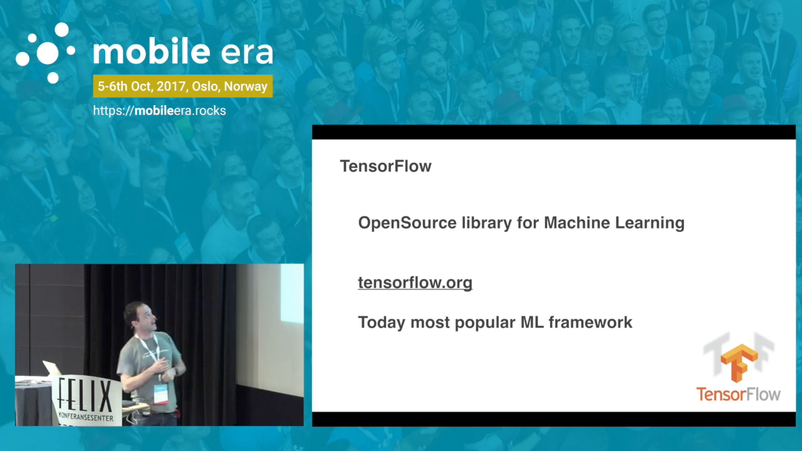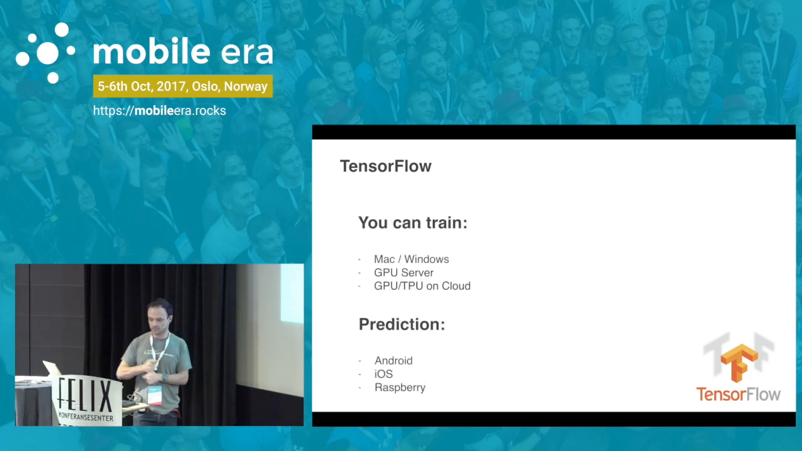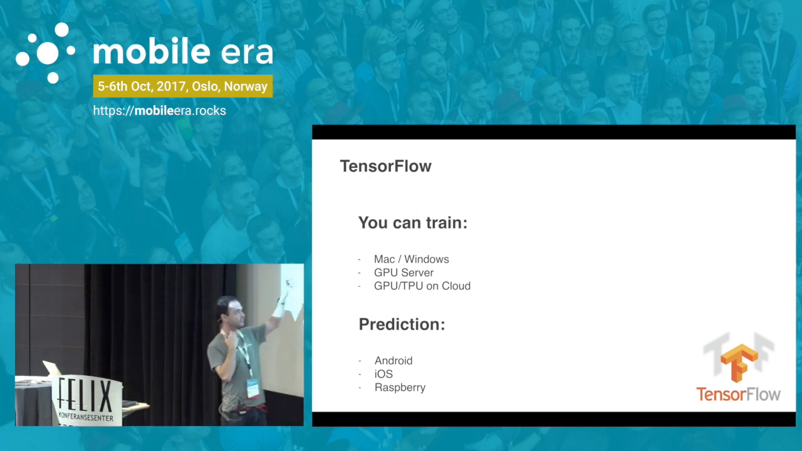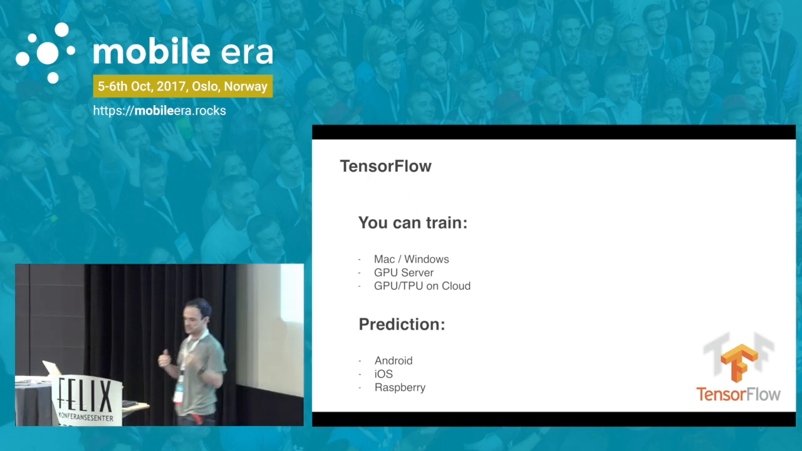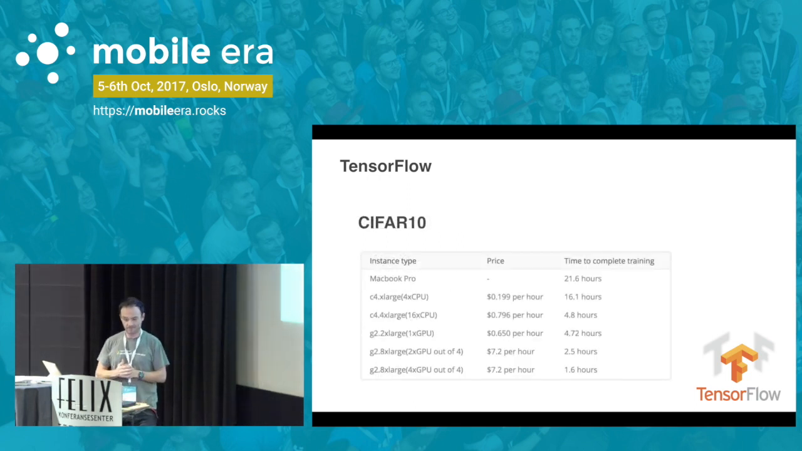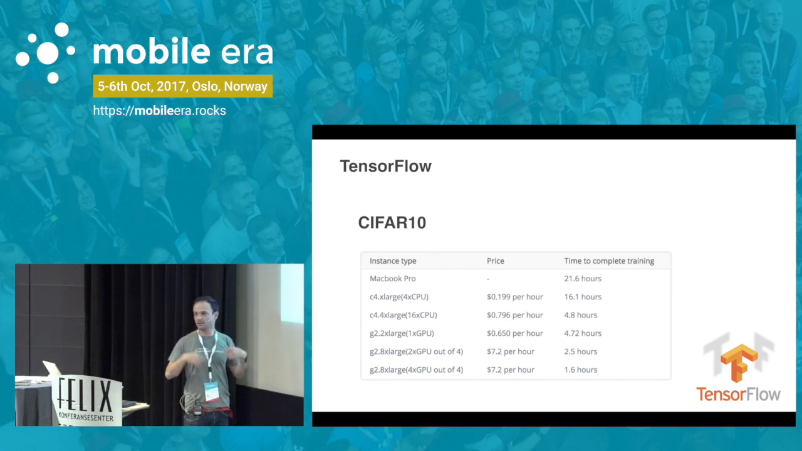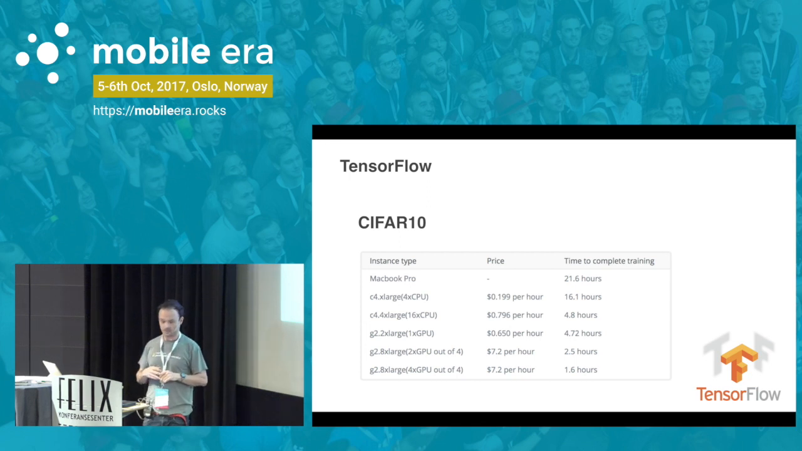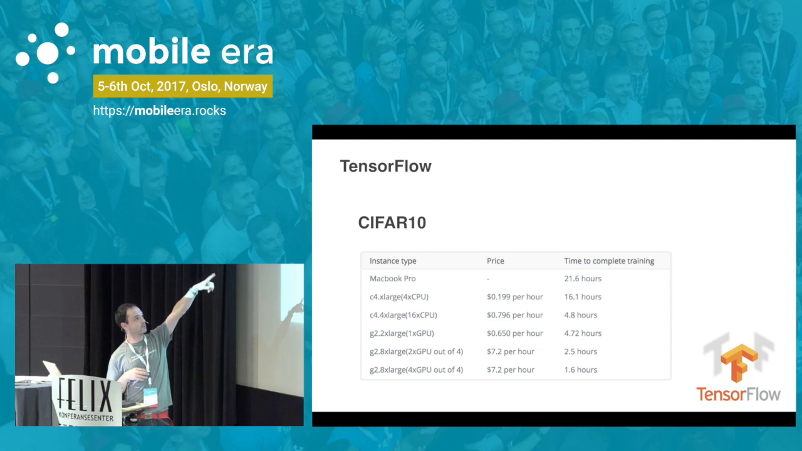And you can train on Mac or Windows. You can use a GPU server to train your models, or you can have it on the cloud. Google has something called machine learning cloud service where you can do all this training independently. And the prediction or interpretation of models works in Android, iOS, and Raspberry Pi if you use Raspberry Pi. This is a benchmark. CIFAR-10 is a benchmark that uses some models to see how fast they actually get trained. And you can see here a comparison. On a MacBook Pro, it takes 21.6 hours.